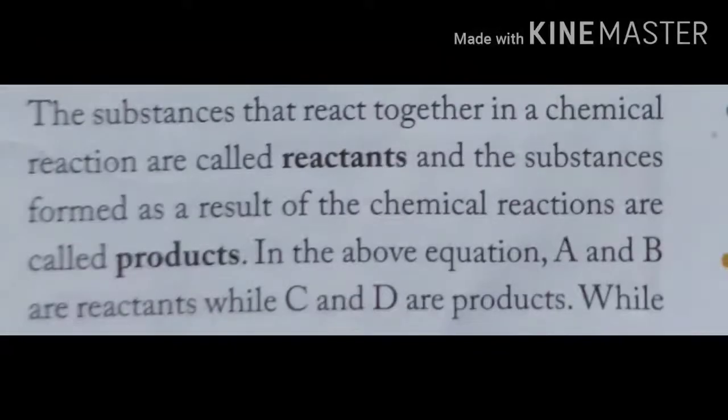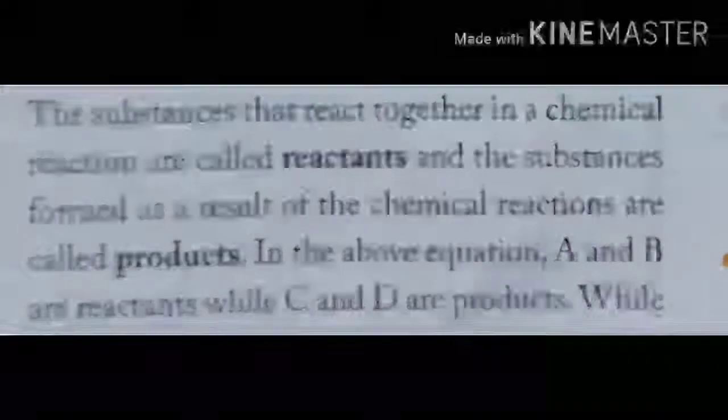The substances that react together in a chemical reaction are called reactants, that means A and B are the reactants. The substances formed as a result of the chemical reaction are called products. In the above equation, C plus D is the product. So here A and B are the reactants, and C and D are the products.